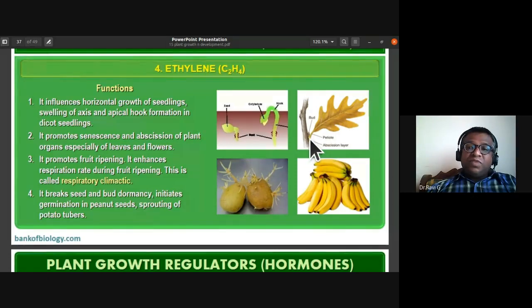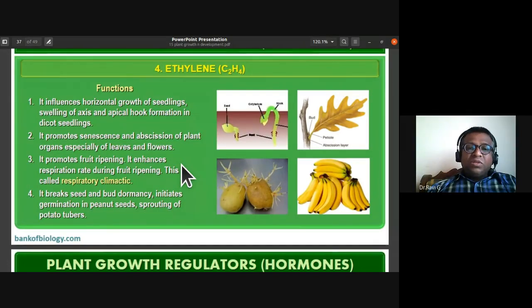So because of which they are shed. So the abscission layer results in shedding of leaves and flowers. Okay. So the ethylene gas promotes senescence, that is aging, and also formation of the abscission layer in plant organs, especially in leaves and flowers.